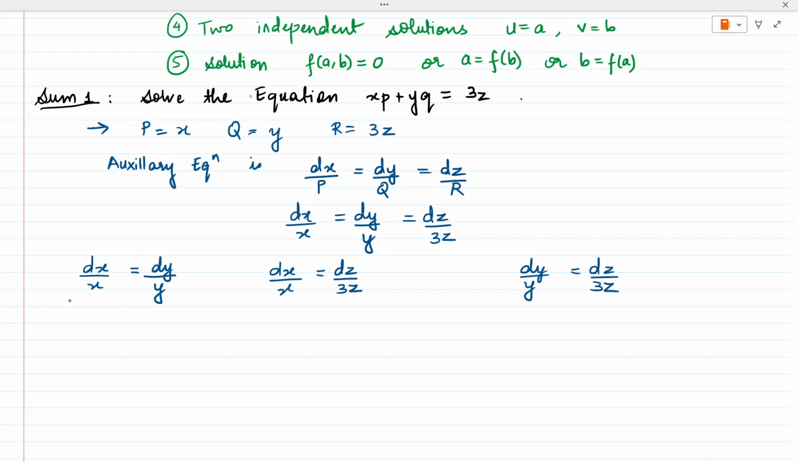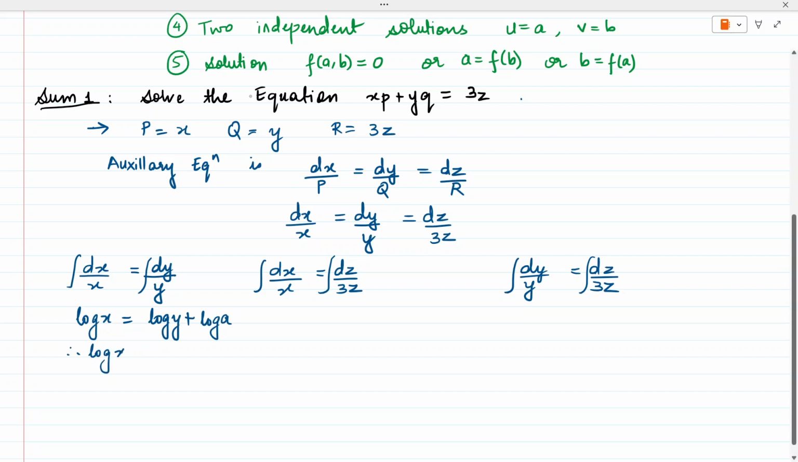You will now integrate both the sides. So when you integrate both the sides, this is what you're going to get. What's the integral of the first one? This is going to be log x, log y, and we have to introduce a constant, say log a. If I solve this, log x is equal to log of ay. We'll apply anti-log or exponential and we'll get x is equal to ay. And from here, I can say a is equal to x upon y.